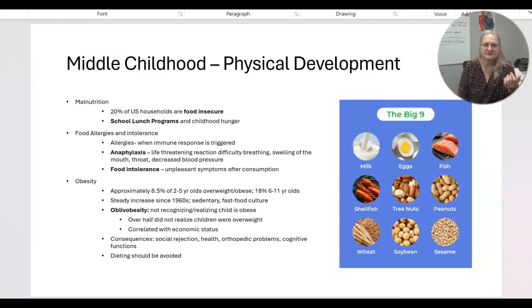But it basically means that a family or a household is not secure in knowing where their next food is going to come from, or that their food is not a quality, nutrient dense food. The National School Lunch Program actually was introduced, I want to say, in the 1960s, I believe as part of the War on Poverty under President Johnson, as a way to remedy childhood hunger.